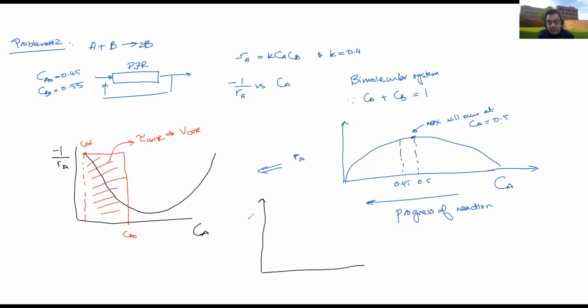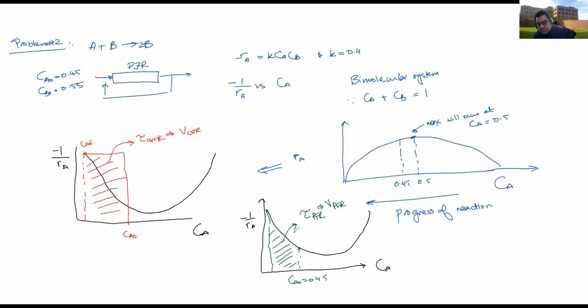And let's try to recall how it behaves for a PFR. So I have -1 over RA versus Ca, and we said this is the chart we're looking at. To determine the residence time of a PFR, I need to integrate. This is Ca note, which equals 0.45. For a PFR, the residence time is the integral, or the area under this chart right here, and this will be the tau for a PFR, which translates to a volume of a PFR.